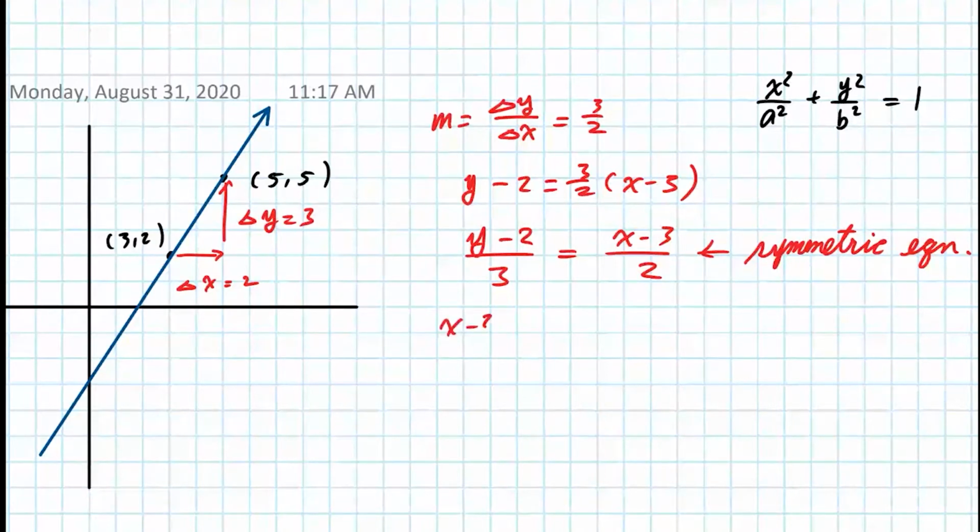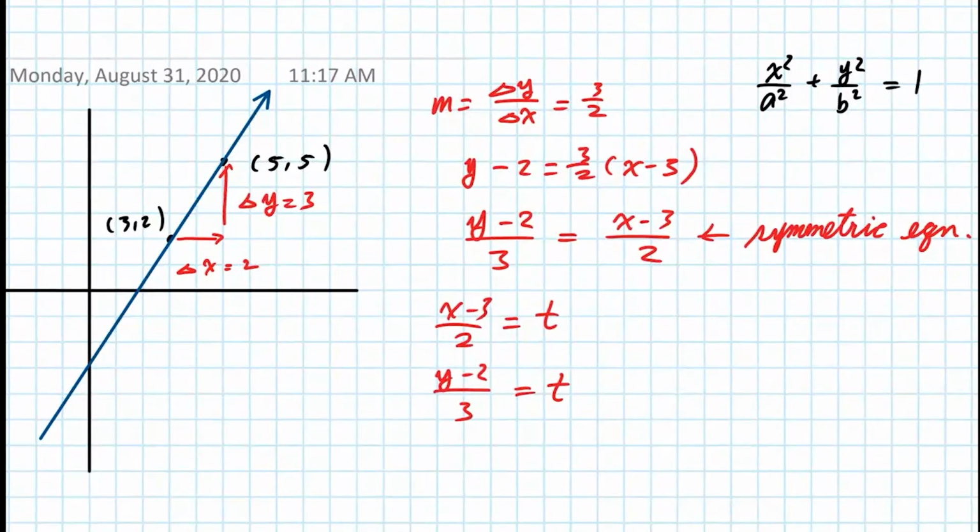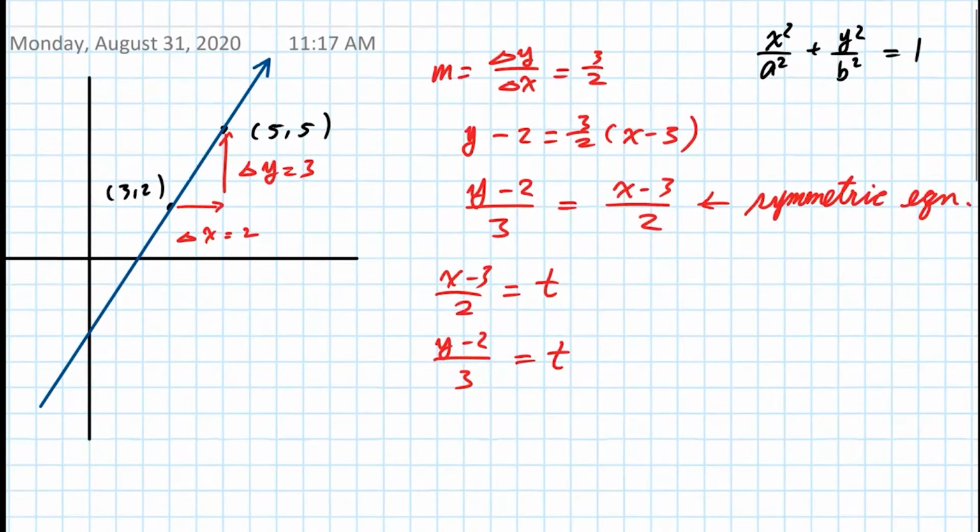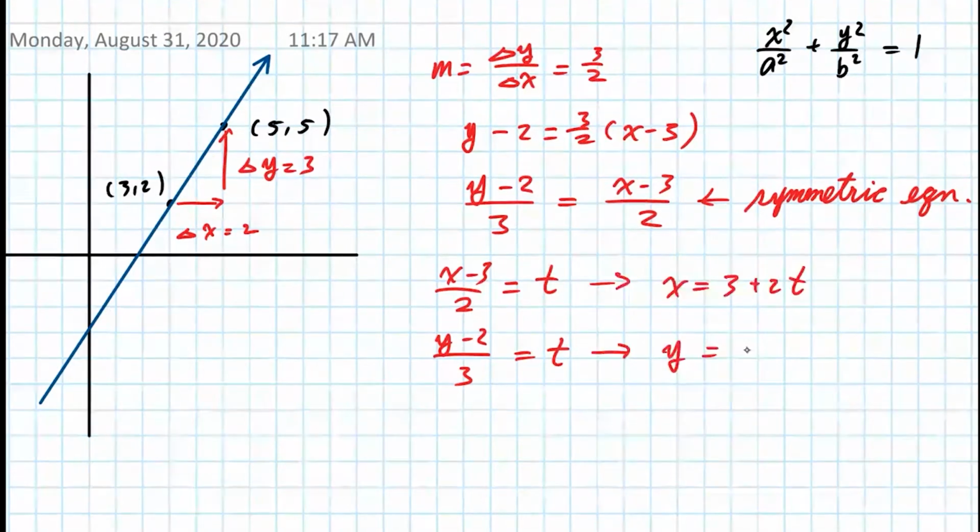And this, now we come back here. So the way we figure out the parametric equation is just this then. Because they are both equal to t, so they must be equal to each other. And this thingy tells you x is equal to 3 plus 2t, and this thingy tells you y is equal to 2 plus 3t. This is our parametric equations.